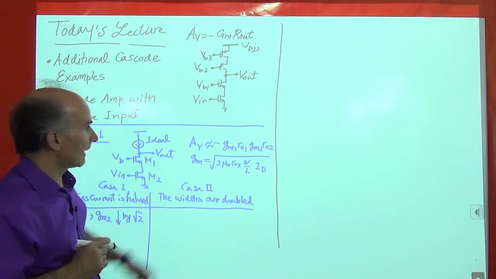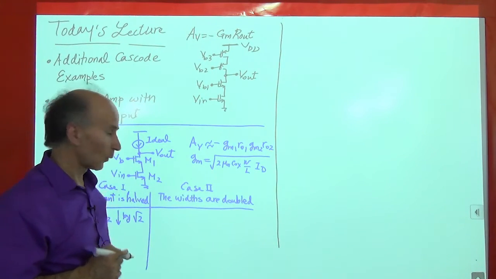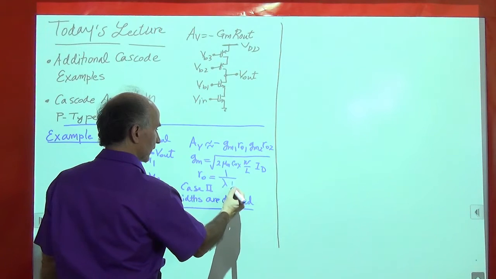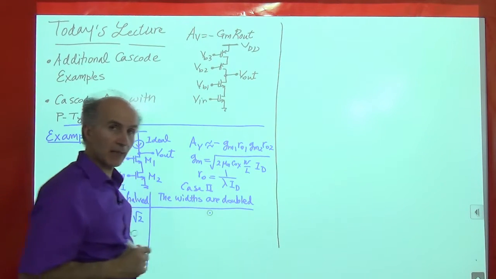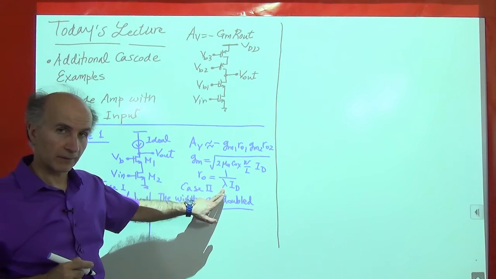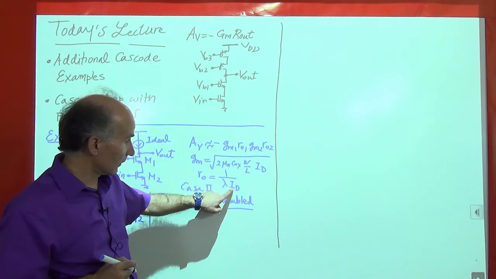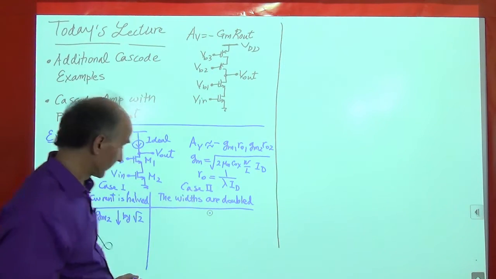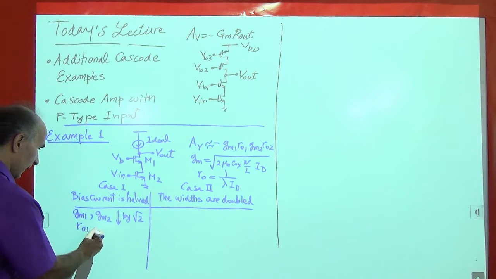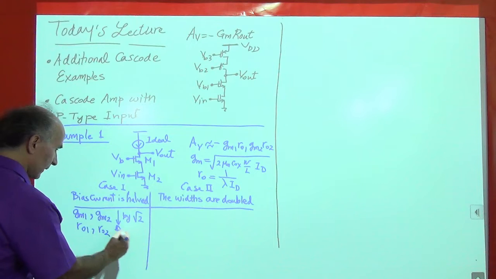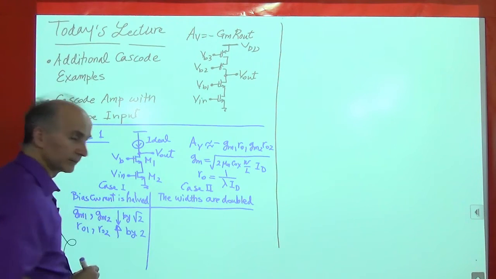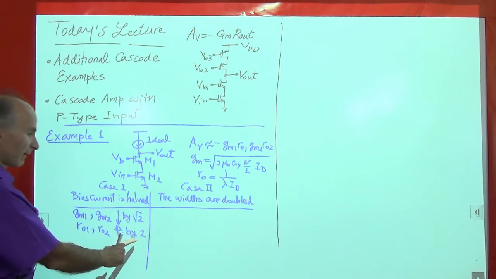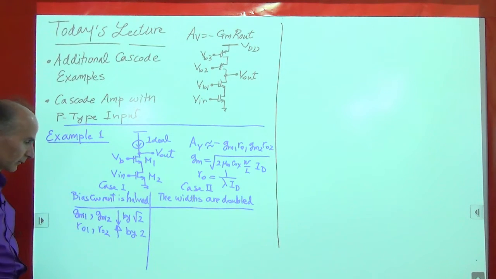How about RO1 and RO2? Here's another equation we remember from Electronics 1: RO is 1 over lambda ID. Again, ID is the bias current, and lambda is the channel length coefficient. So if the bias current goes down by a factor of 2, RO goes up by a factor of 2. So RO1 and RO2 go up by a factor of 2. I hope it's clear: this is by a factor of 2, and this is by a factor of square root of 2.